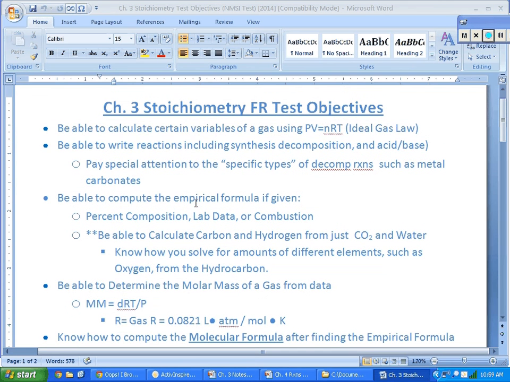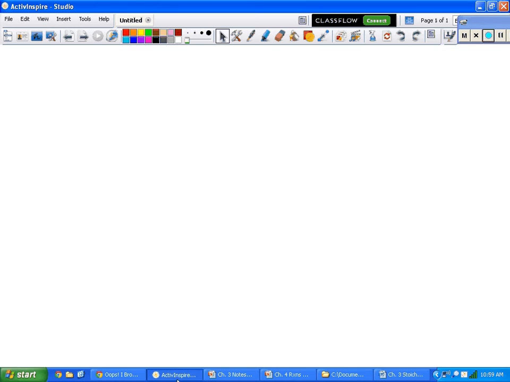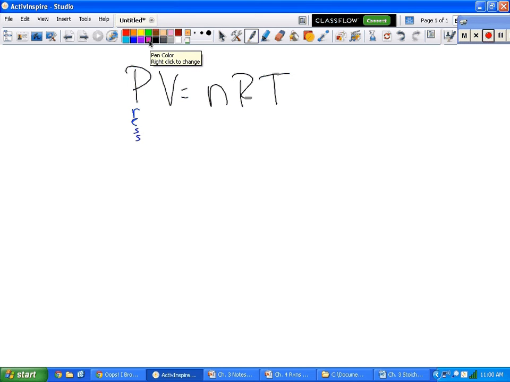All right, number one, be able to calculate certain variables of a gas using PV = nRT, which is the ideal gas law. So let's just talk about this real quick. PV equals nRT. This is called the ideal gas law, but we need to talk about these things. What does P stand for? It is your pressure. Okay? What is the most common unit of pressure?